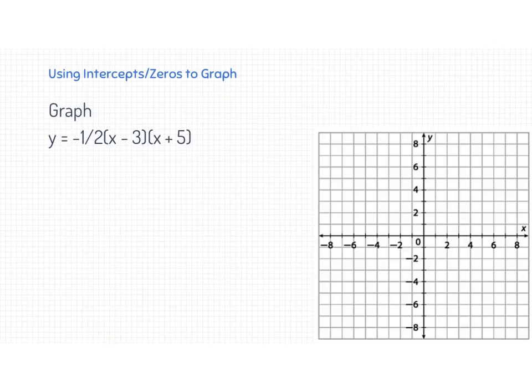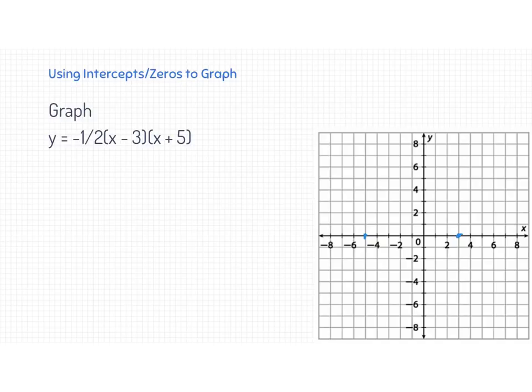Okay, so another one we want to graph. So let's start by plotting our intercepts. So for x minus 3, we get positive 3. And for x plus 5, we get negative 5. Now to find our vertex, we need to find our x-coordinate.